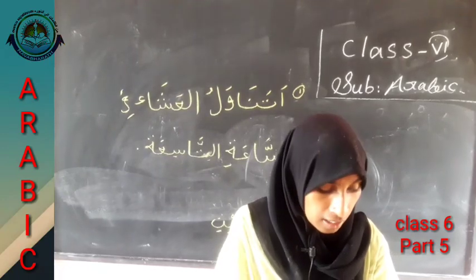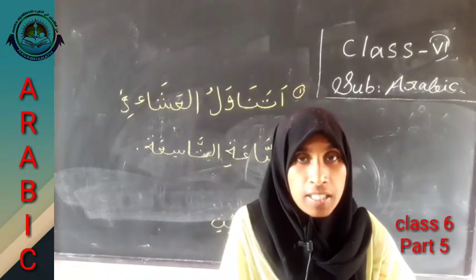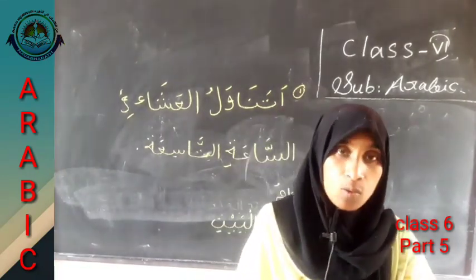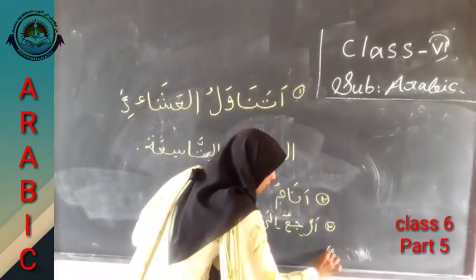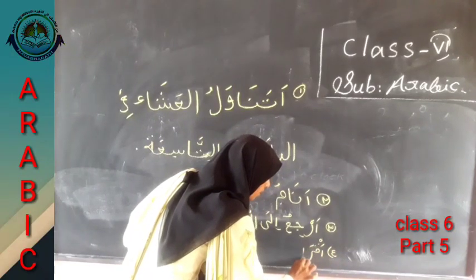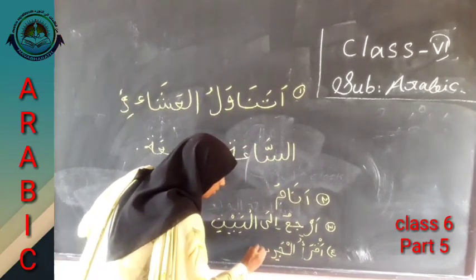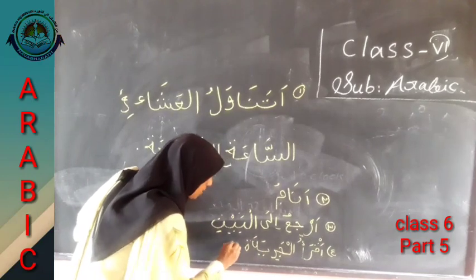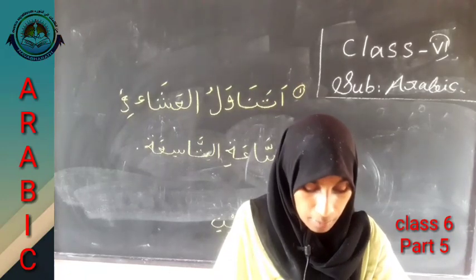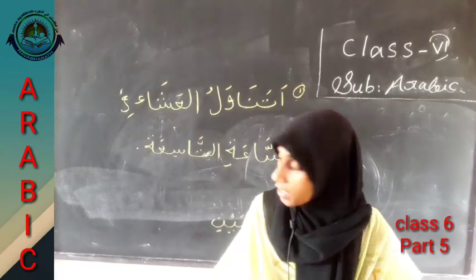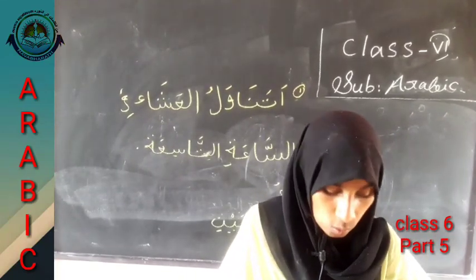Mata taqra'ul jarida, when do you read the newspaper? Jarida means newspaper. Answer: aqra'ul jarida fi sa'ati sadisa. I will read the newspaper at 6 o'clock.